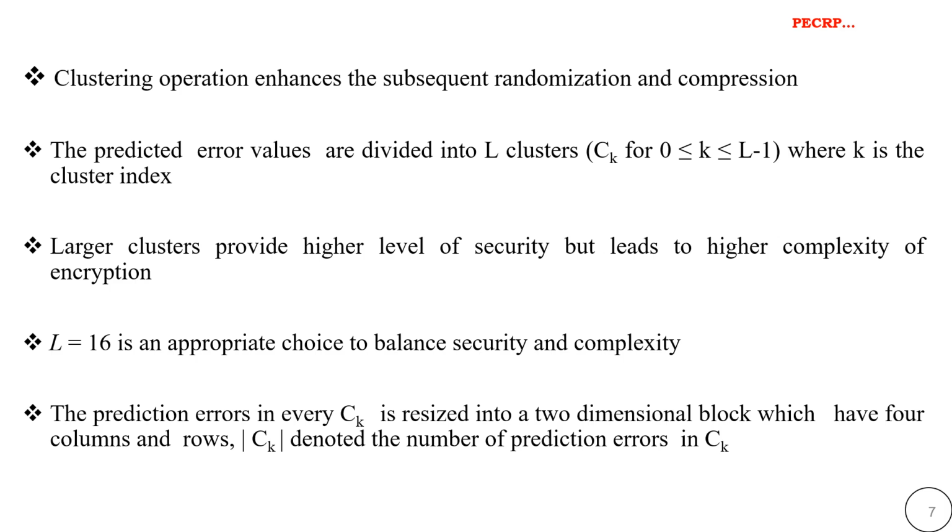A larger cluster provides a higher level of security, but it suffers higher encryption complexity. It is found that L equal to 16 is an appropriate choice for balancing the two factors, security and complexity. K is the cluster index. The prediction errors in every cluster are resized into a two-dimensional block which has 4 columns and 4 rows. The modulus of CK denotes the number of prediction errors in CK.